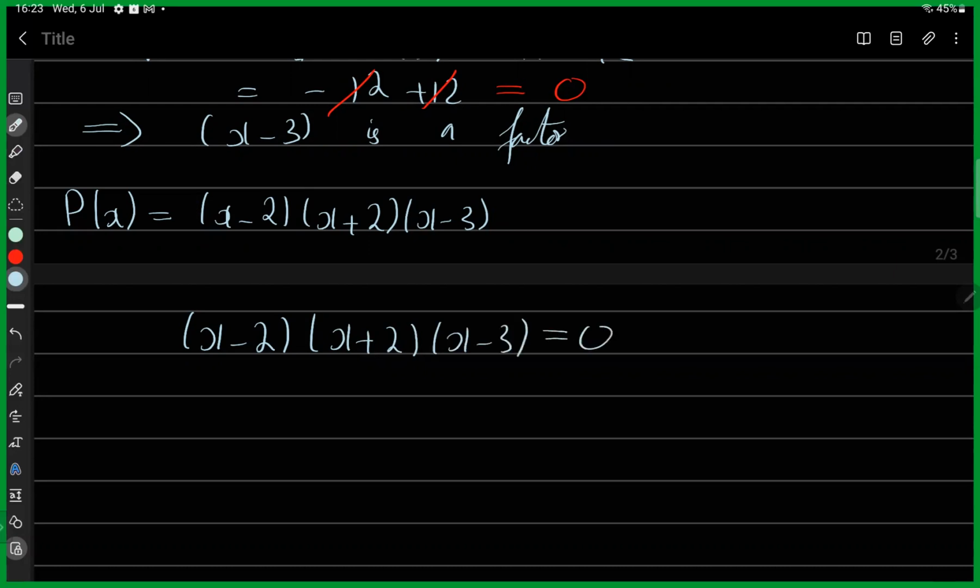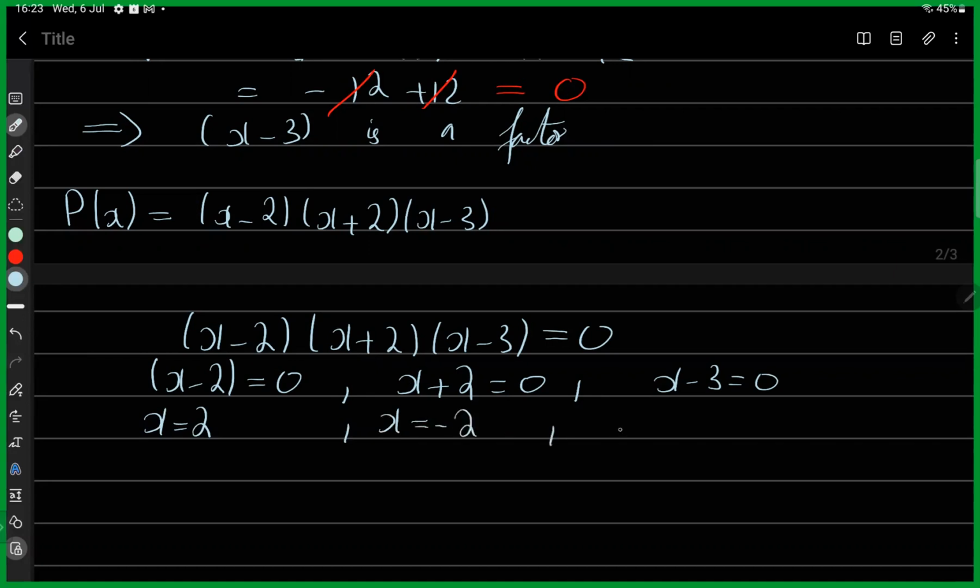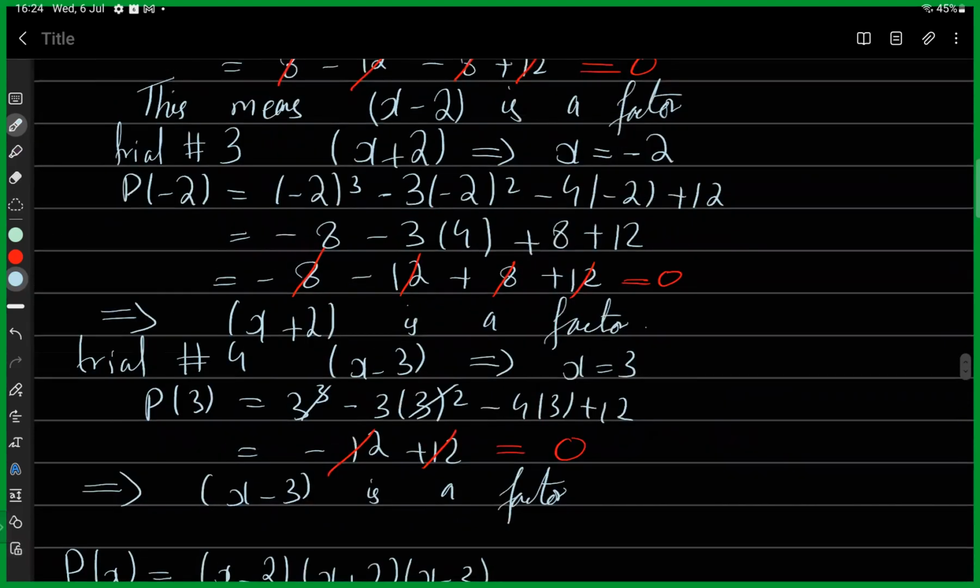And when we solve it, we will get x minus 2 equals 0, x plus 2 equals 0, and x minus 3 equals 0. So this would give you x equals 2, x equals minus 2, and x equals 3. So this is going to be the answer for the second example. All right, now for the second example, the question was not about finding the factors, stuff like that.